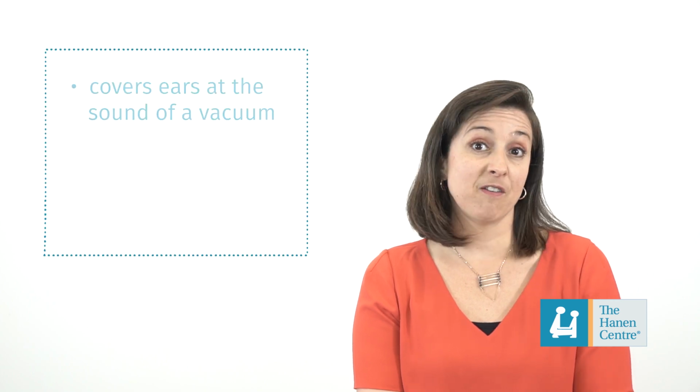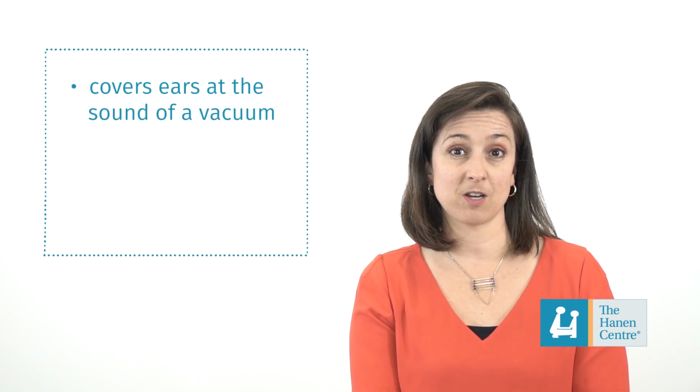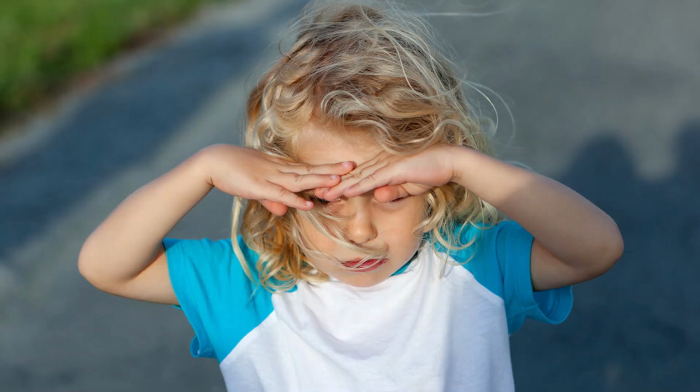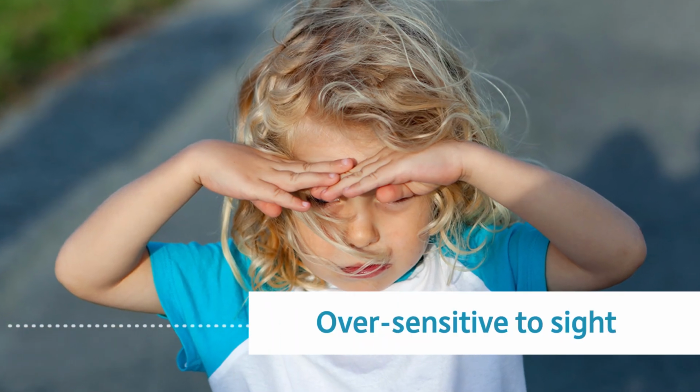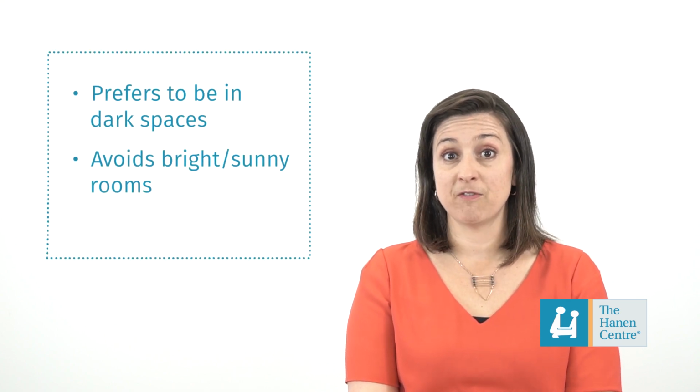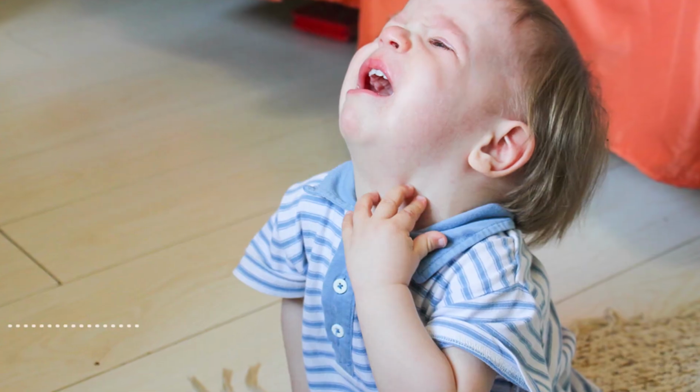A child who is oversensitive to sound might cover his ears when he hears the vacuum start, or become upset when the children start to sing at circle time. A child who's oversensitive to sight might prefer dark spaces and avoid bright, sunny rooms.